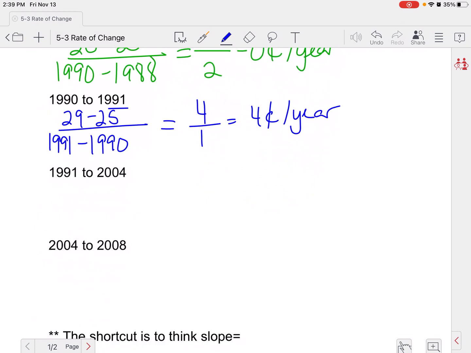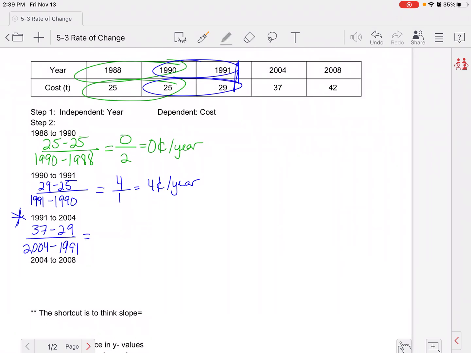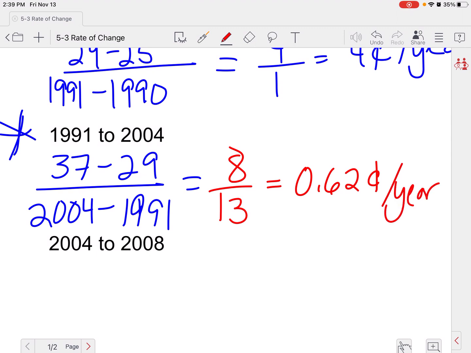So go ahead, why don't you try 91 to 2004 and see what you get. So we would have 37 minus 29 if we look at our chart over 2004 minus 1991. Okay, because again, we're just looking at the y's and x's here. Okay, so 37 minus 29 is 8, and 2004 minus 1991 would be 13. And if we divide those, we'd get approximately 0.62 cents per year. So it's less than a 1-cent change. Okay, so that's pretty small.